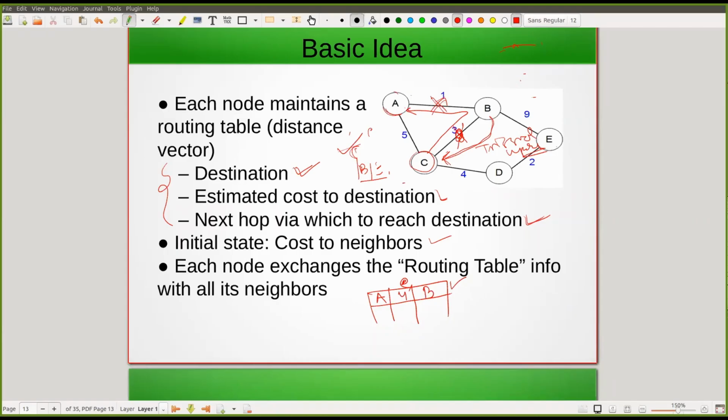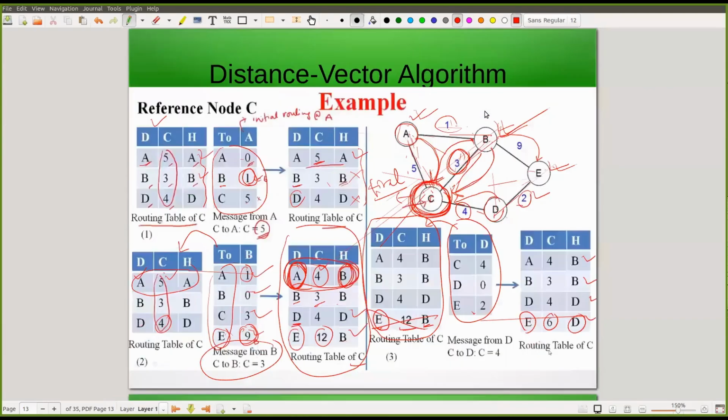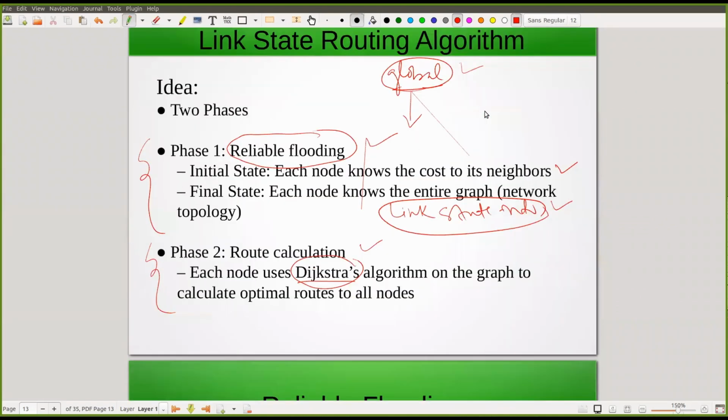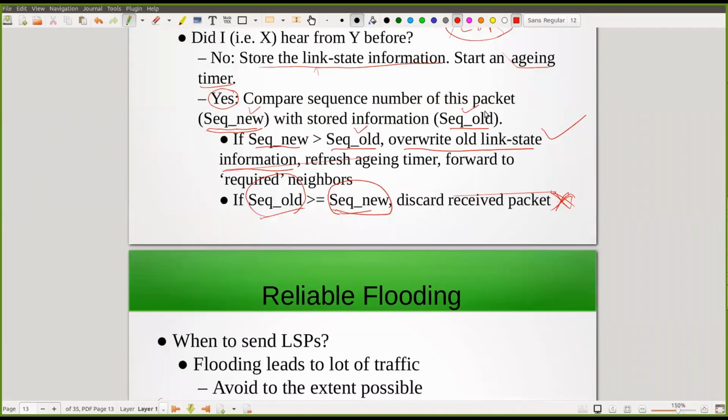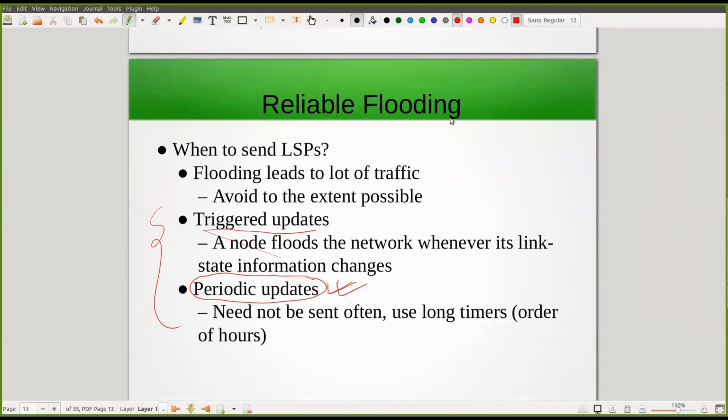But there is another scenario when there is a link cost change. Maybe a link is down, or the cost goes from 1 to 2 for some reason. In that case also, that information must be propagated to its neighbors immediately. That happens through a triggered update. So there are two kinds of updates in the link state routing algorithm: a triggered update and a periodic update. When does a triggered update happen? When the link state information changes.